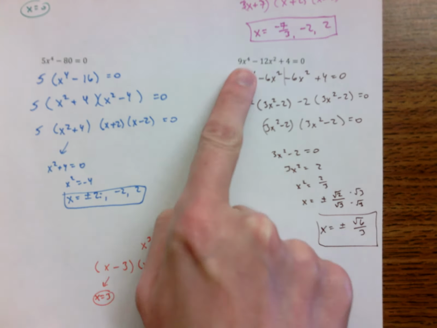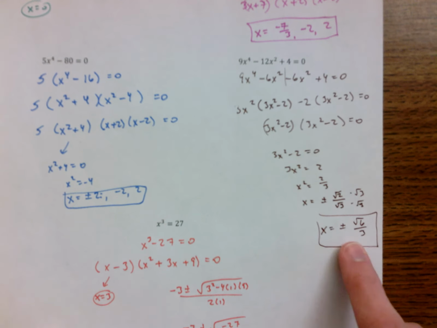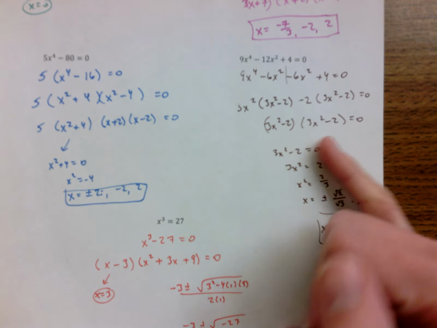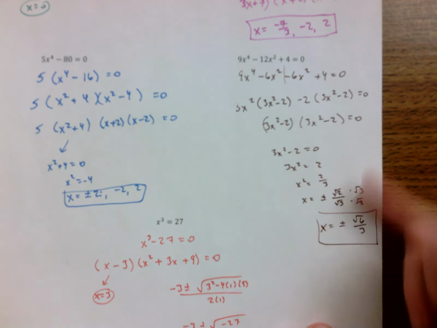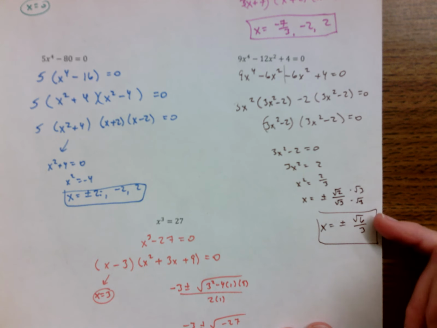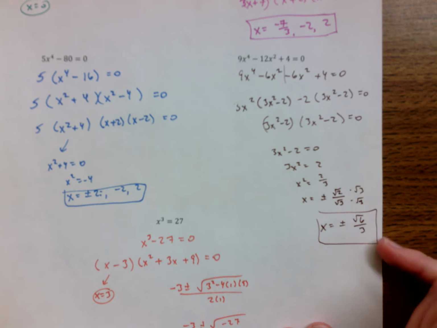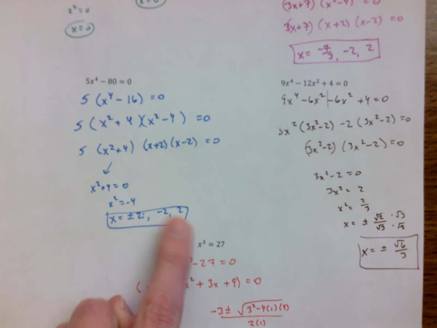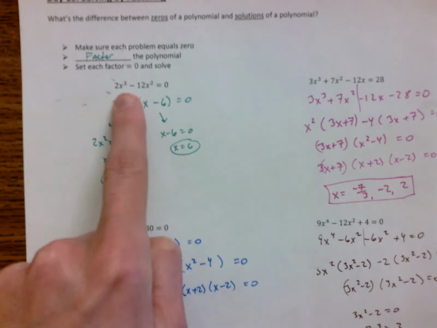This one was a degree 4. This one we ended up with 2 solutions, but remember they were kind of double solutions because this was the same, right? So I just solved one of them, but if I'd solved the other one, I would have gotten the same answers, right? So there's technically 4. 2 of them are positive root 6 over 3, and 2 of them are negative root 6 over 3. Okay, this one should have 4 solutions, and we see that. There's 1, 2, 3, 4.